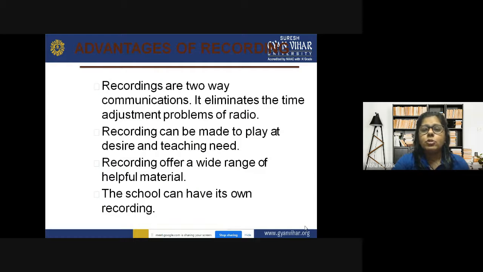Now, advantages of recording. Recordings are two-way communication. When we are talking about radio, it's one-way communication. The instructor is saying and the learner is just listening. It eliminates the time adjustment problems of radio. Recording can be made to play as desired and as teaching needs. When the learner wants to learn, he can play that record and can learn easily. Recording offers a wide range of helpful material. The school can have its own recordings.